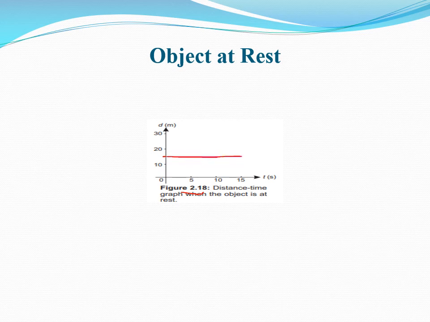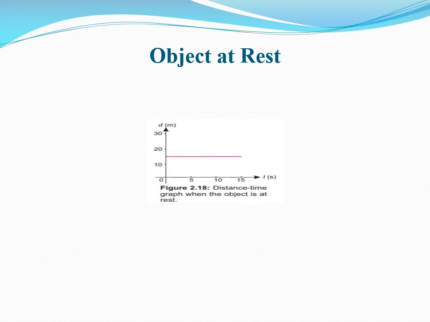So this line, which is horizontal line parallel to time axis, is representing the object at rest, because the body is not changing its position. That's why the body is at rest. It remains where it was put. Here you also note that as the position of the body is not changing, that is, body is at rest, so there is no speed or velocity. As it is not moving, so speed of the body is 0.